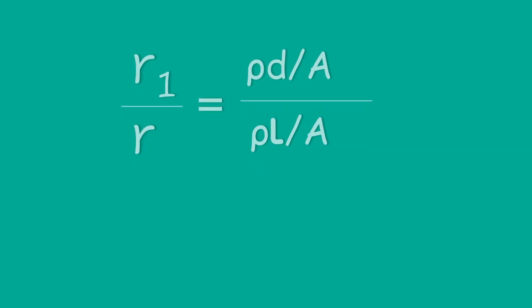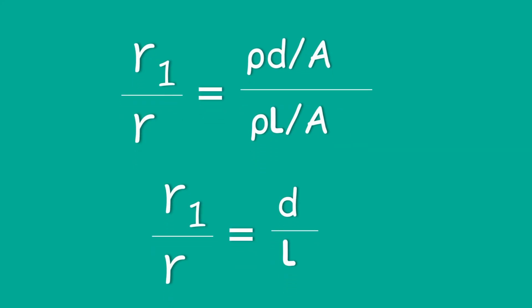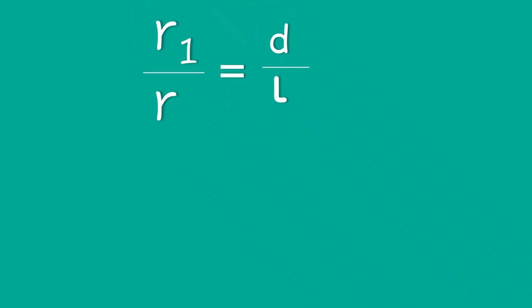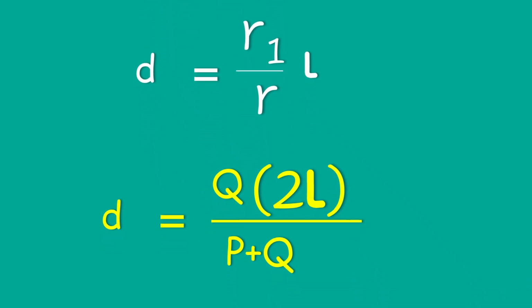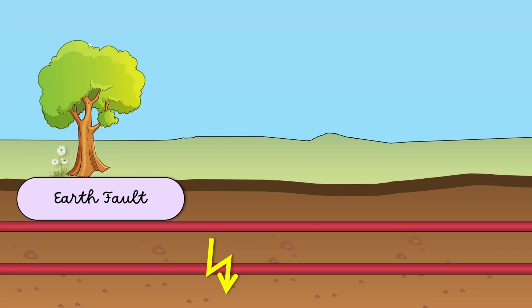Now, if we divide equation 1 by 2, we get R1 by R is equal to D by L. From this, D is equal to R1 by R into L. If we substitute the R1 value here, we will get the final equation for D. With this D value, we can locate the fault. This is for an earth fault.